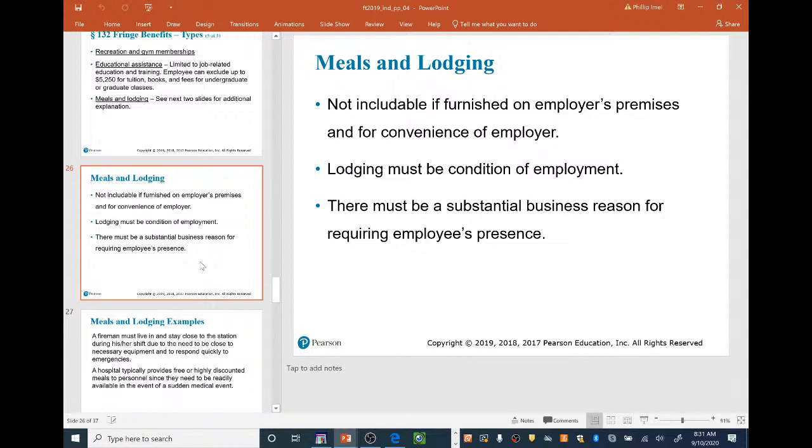Now, beginning in 2018 and until 2026, employers may deduct 1/2 of the cost of these meals. Now, prior to 2018, employers could deduct the full cost of these meals. So now it's only going to be half the amount.